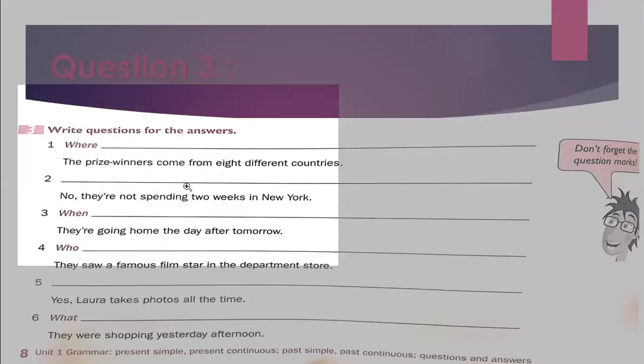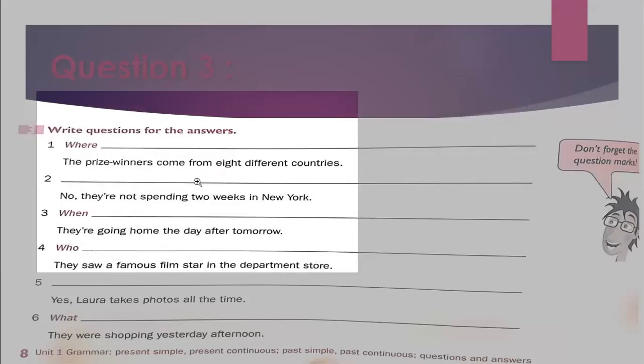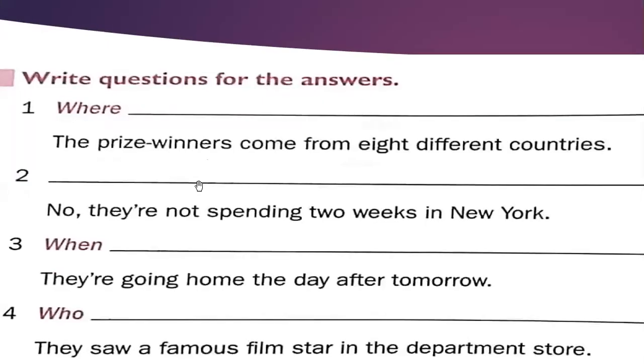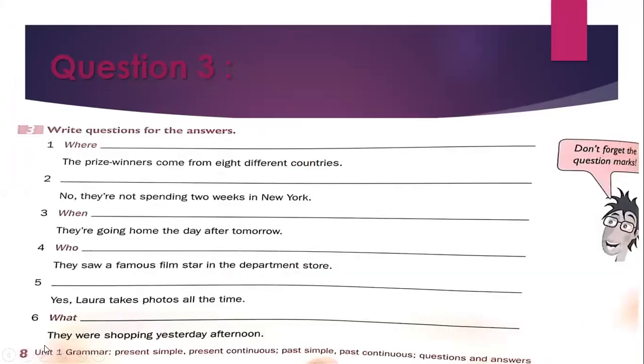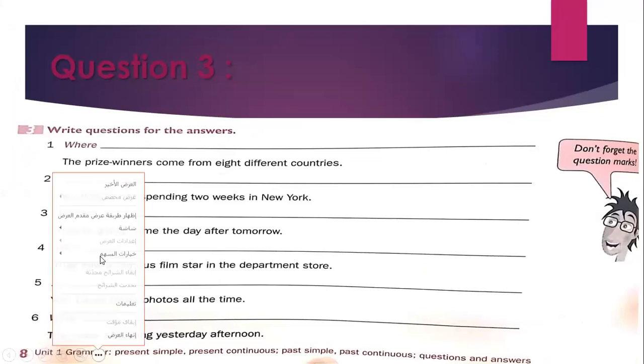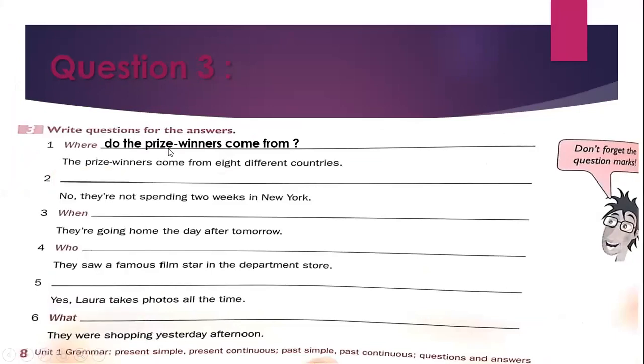So here you are going to use where, do, does, or did. Notice here we have come, simple present tense, so you are going to use do. So where do the prize winners come from? Again, where do the prize winners come from? So the correct answer will be, where do the prize winners come from?